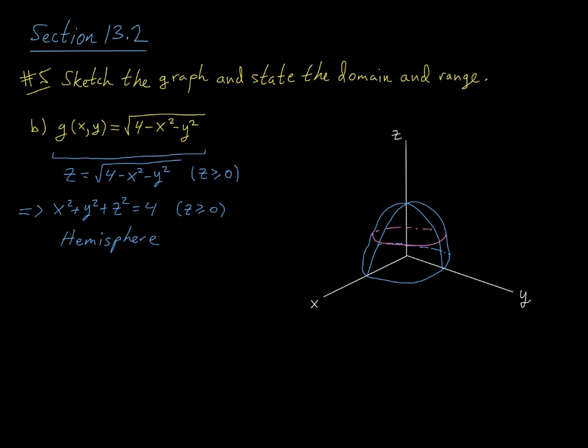Here's another contour, so on and so forth. And yeah, the radius here would be 2, right? So this would be 2, 2, and 2 up here. All right, cool. So now let's talk domain and range for this.